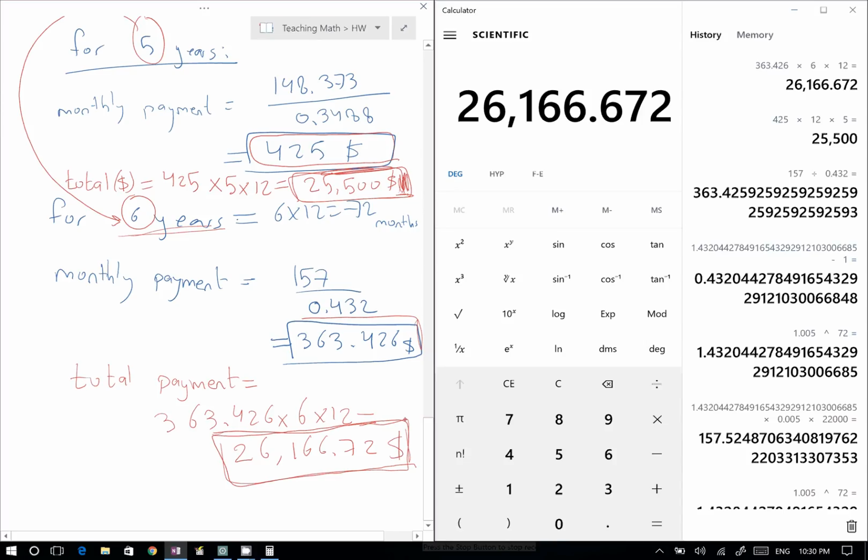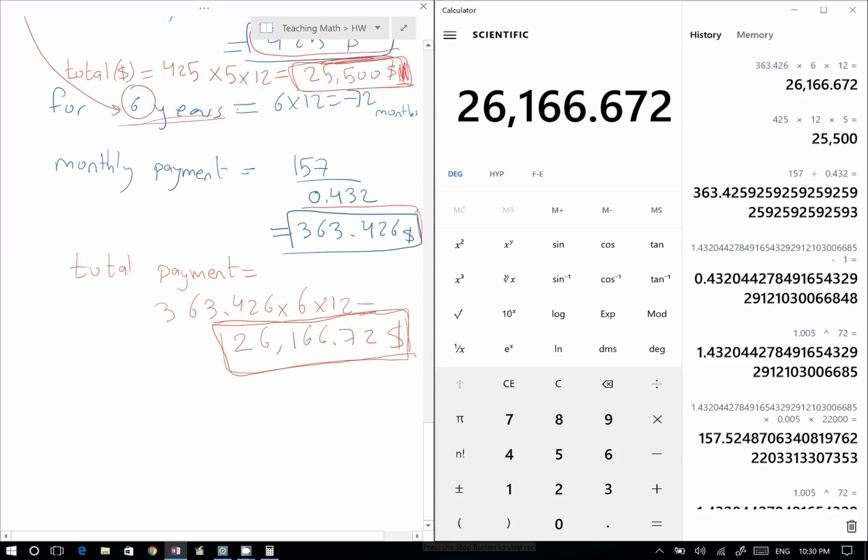So you see that the term of the payments had a greater effect than the monthly payment. The monthly payment is irrelevant. The term really was a big deal.